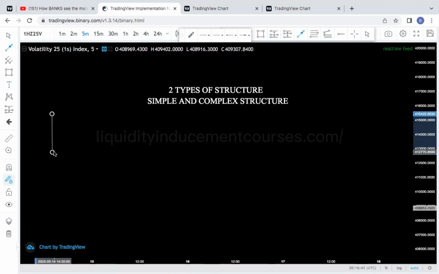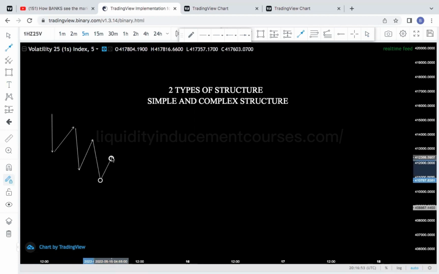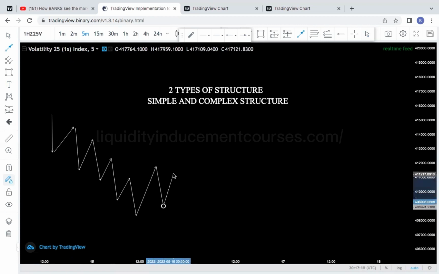Okay, simple structure. We are forming clear higher highs and higher lows, or lower highs and lower lows. All right, simple structure. Okay. I'll try to introduce compound structure somewhere along the way. Okay, I'm introducing compound structure, complex structure already.